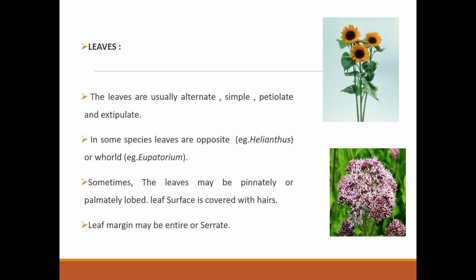The leaves are usually alternate, simple and petiolate with exstipulate. In some species the leaves are also opposite, as in Helianthus, or whorled, as in Eupatorium. So generally they are alternate, but they may show opposite or whorled arrangement. Sometimes the leaves may be pinnately or palmately lobed and the leaf surface is covered with hair, because all the plant body of this group is covered with hairs. The leaf margin may be entire or sometimes serrate.